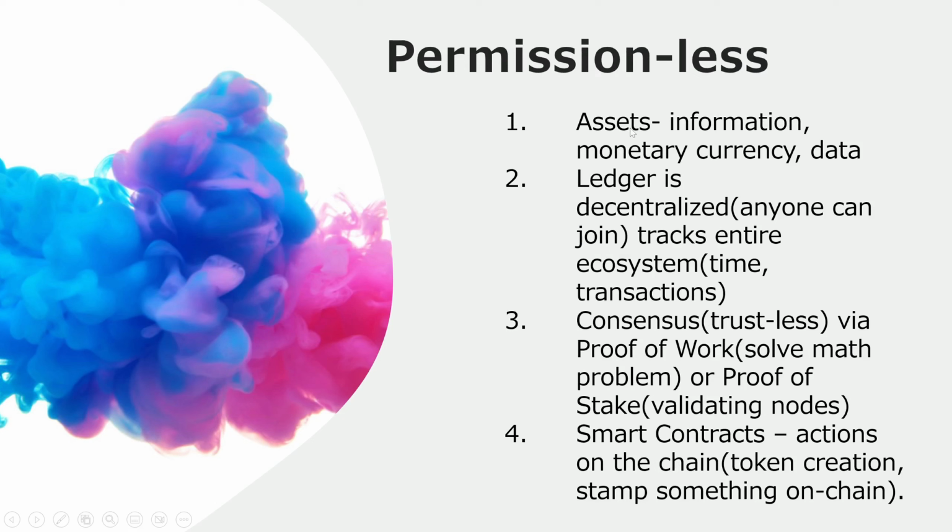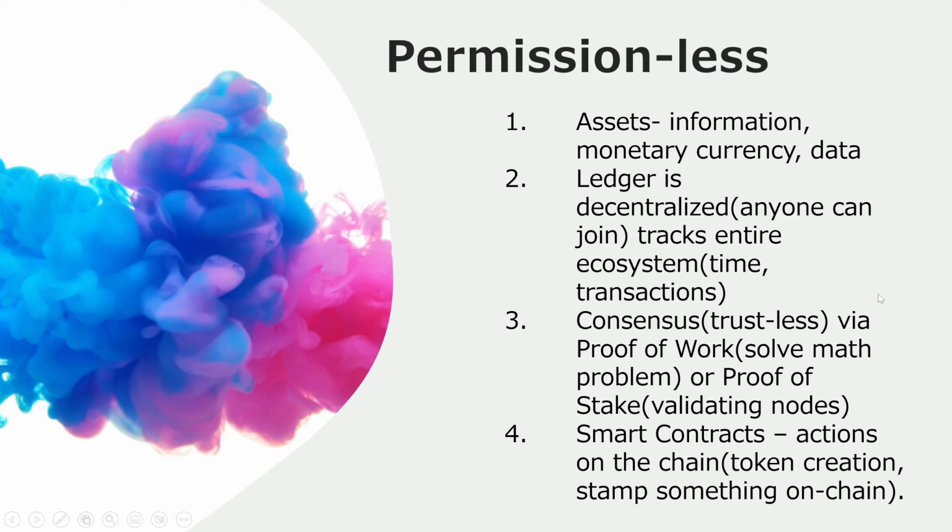Permissionless. The assets are more granular. You have information. You have monetary currency where, like I said before, you have cryptocurrency, which banks 1.7 billion people that are unbanked, where now you have a more decentralized on-chain financial system. The ledger, like I just mentioned, is decentralized, where it can track an entire ecosystem. It can store time and transactions.